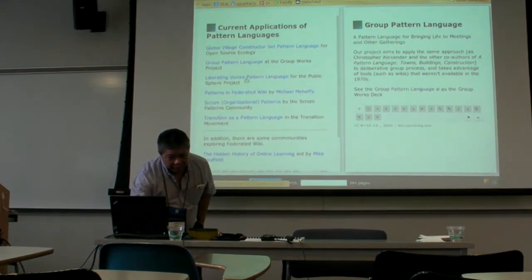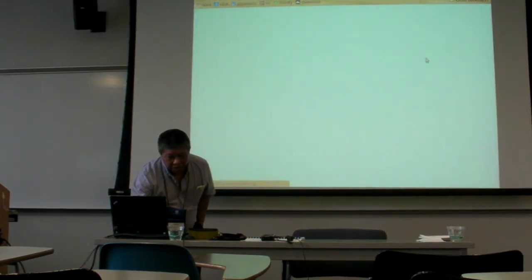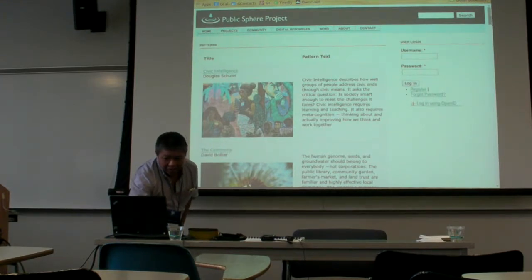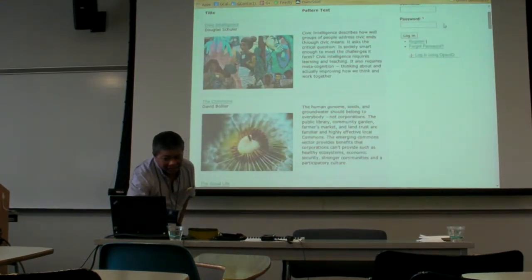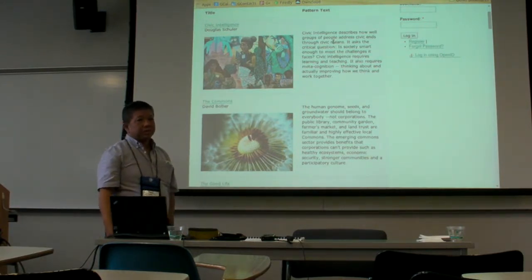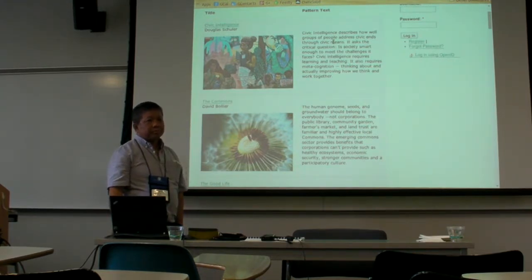There is the Liberating Voices pattern language. These guys are actually still pretty active on the Public Sphere Project. And so what is the pattern language for creating democracy? Most of these are group methods and civic engagement methods. Yes, these are at the process level. And then the GroupWorks could be seen as techniques and practices within those processes.